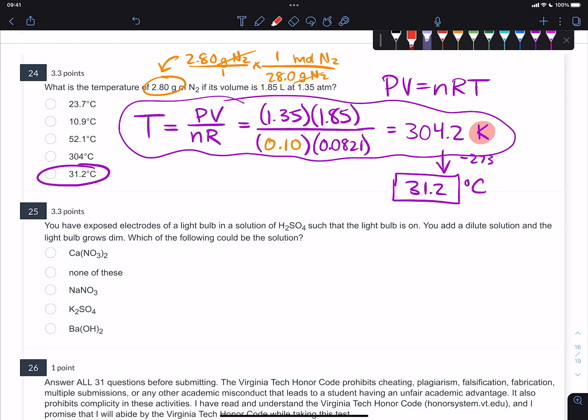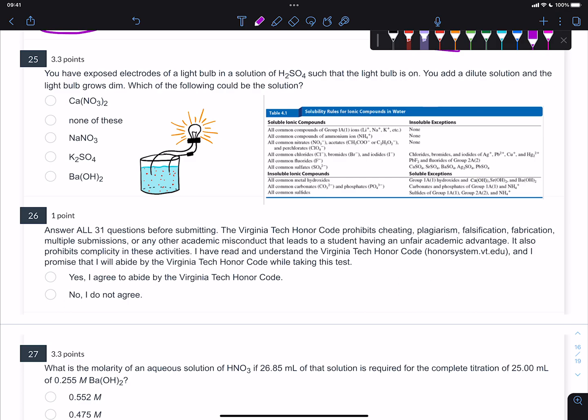If this question didn't have C's and instead had a bunch of K's, then your answer choice would be this one, but it's not. It actually asks for Celsius, so make sure you convert your Kelvin into Celsius.